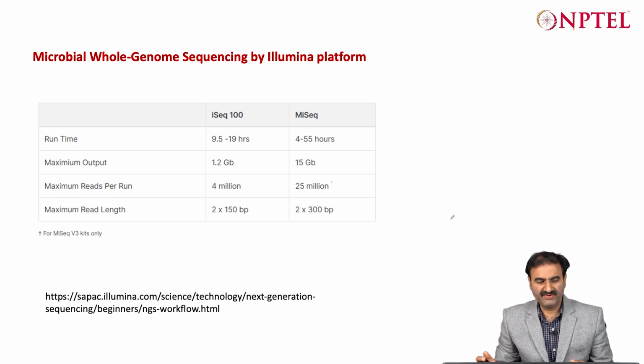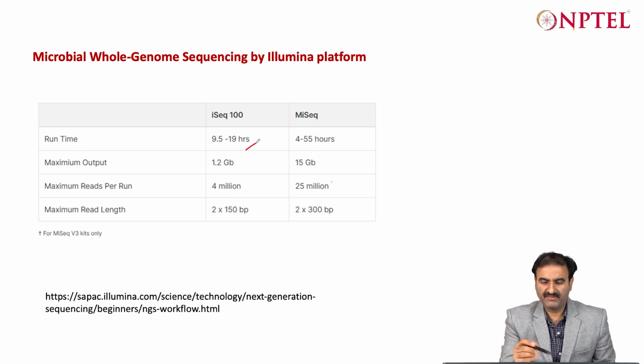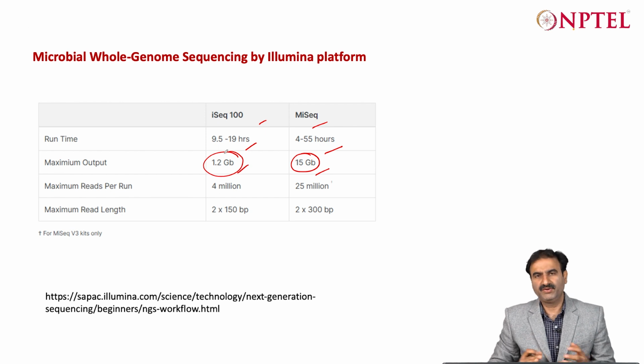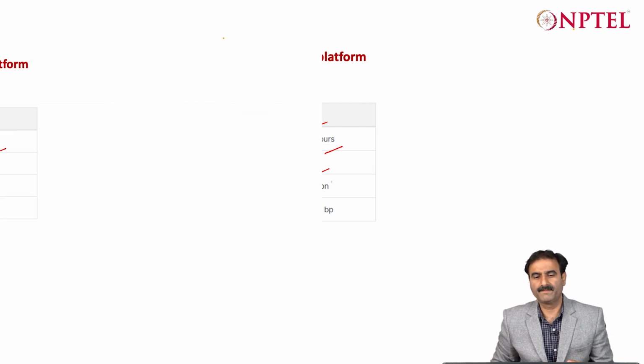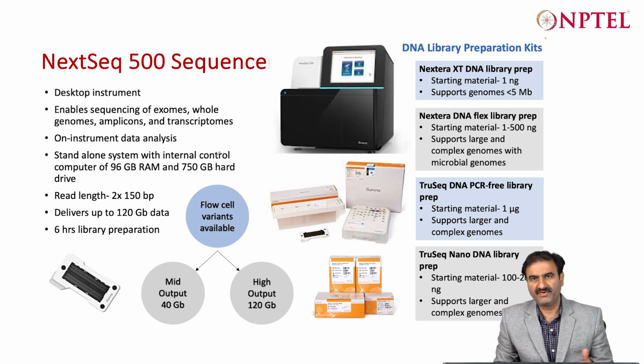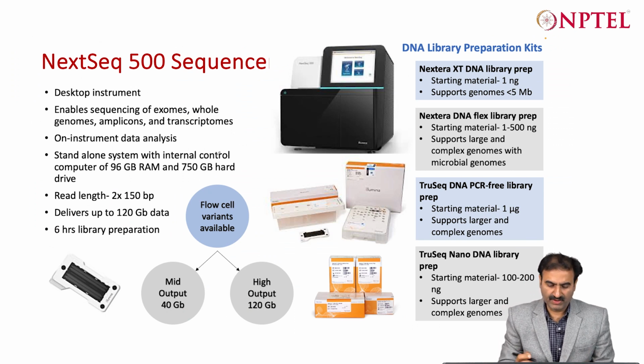Okay, in iSeq the runtime is about 19 hours, whereas MiSeq may take about 55 hours. Both instruments, iSeq and MiSeq, are very good for bacterial genomes. iSeq produces 1.2 GB, MiSeq 15 GB. So in this you can mix 15 genomes, while iSeq is good for one genome. You can decide based on availability which sequencer to go for. NextSeq 500 we have already discussed, with basically two options, 40 GB or 120 GB.